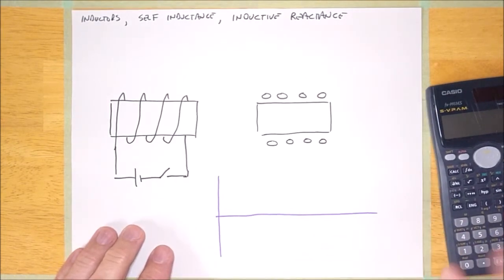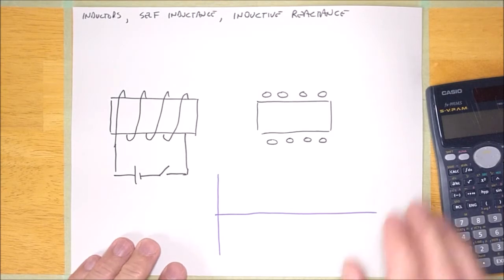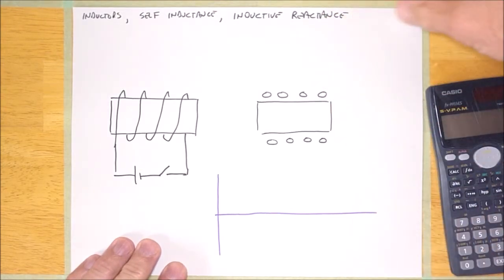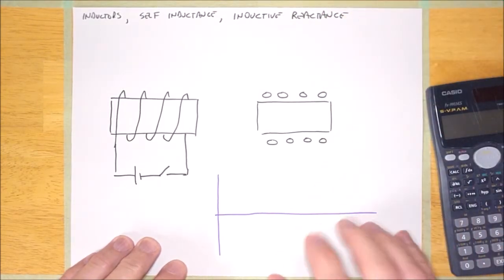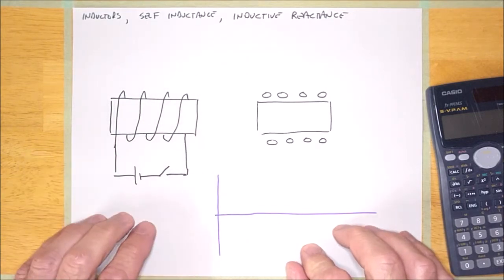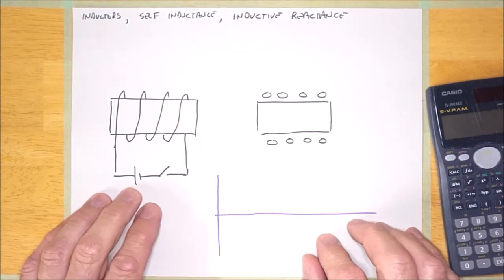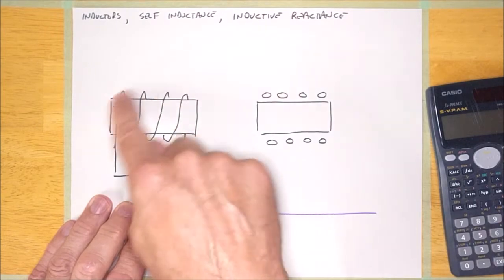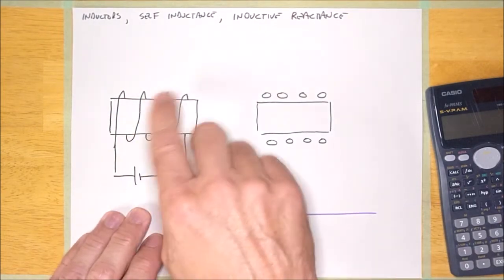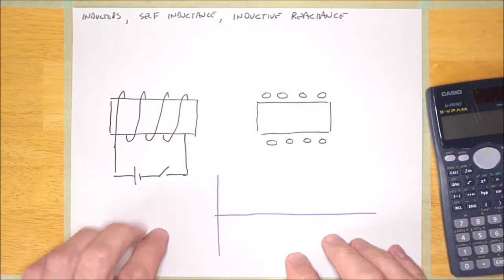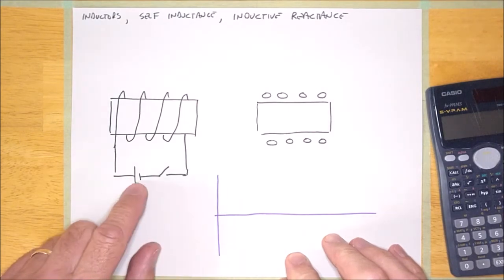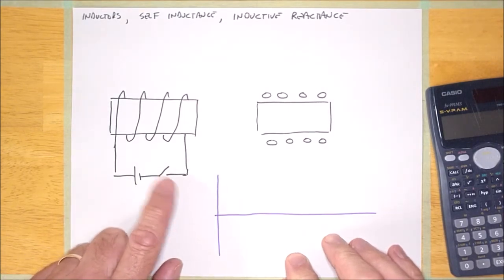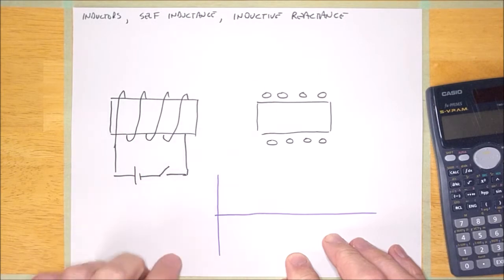We've got to figure out what it is and how it works, and then we're going to look to see how it works in AC as well. But for right now, I want to see how this thing behaves in DC, because it's easier to understand how it behaves in AC if I understand how it works in DC. So I've drawn a little coil here, just a winding around a metal core of some sort. I've got a DC battery and a switch.